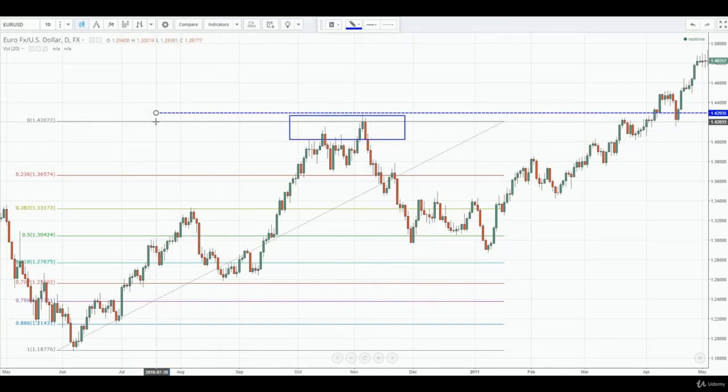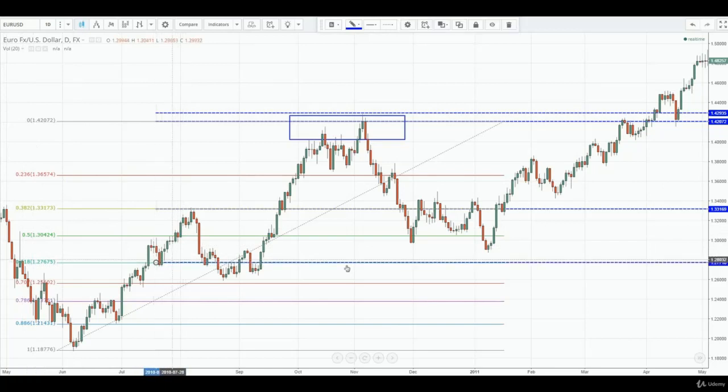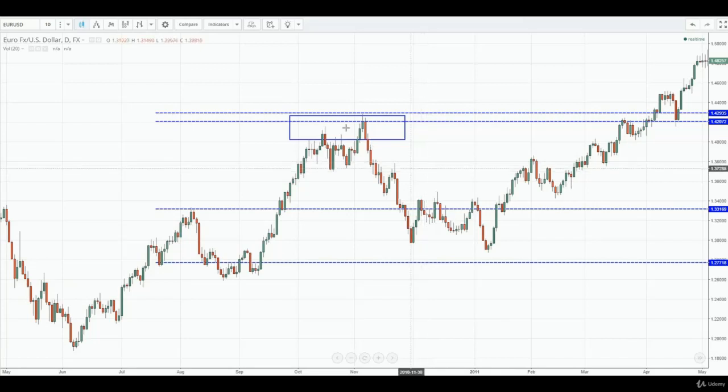42.07. So we're risking somewhere in the area of 80 some pips, and then our first target is down here around 33, and then our second one is around 27. Okay, so that's a pretty rough estimate, but you get the idea.